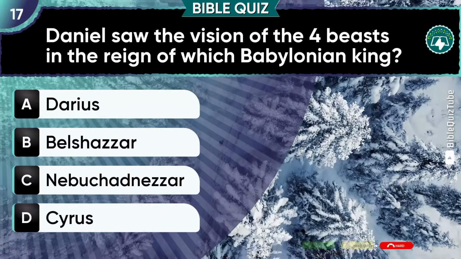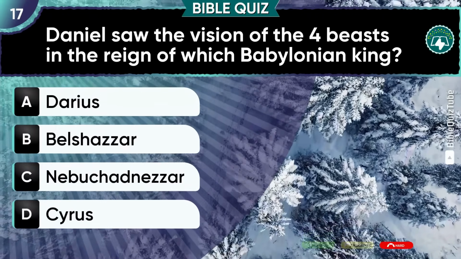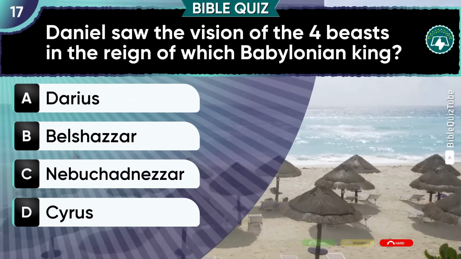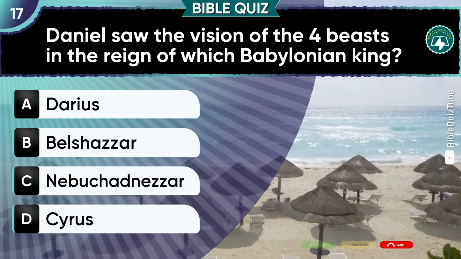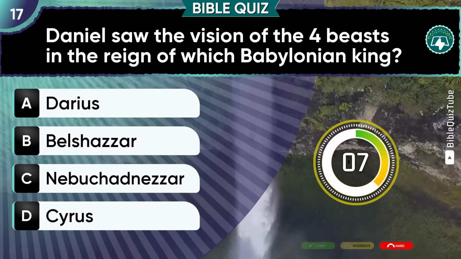Question 17. Daniel saw the vision of the 4 beasts in the reign of which Babylonian king? A. Darius. B. Belshazzar. C. Nebuchadnezzar. D. Cyrus.